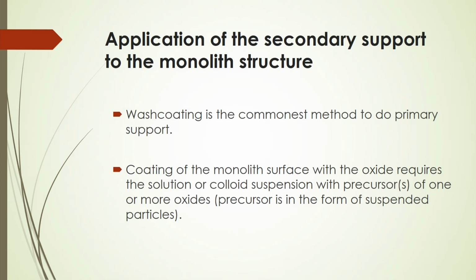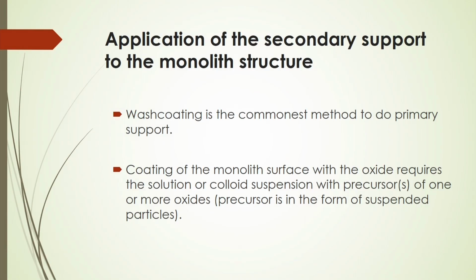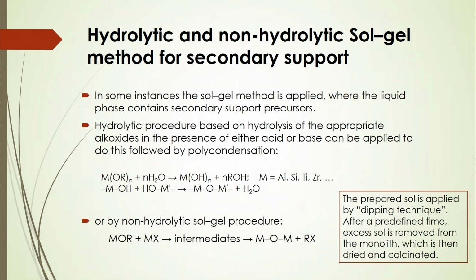In that case, it is generally used on the primary support, and coating of the monolith surface with the oxides requires a solution or colloid suspension with precursors of one or more oxides. The precursor is in the form of suspended particles there. Another important point to remember is that the secondary support also has to be made to get a stable monolithic structure. In that case, hydraulic and non-hydraulic sol-gel methods are important. In some instances the sol-gel method is applied where the liquid phase contains secondary support precursors.